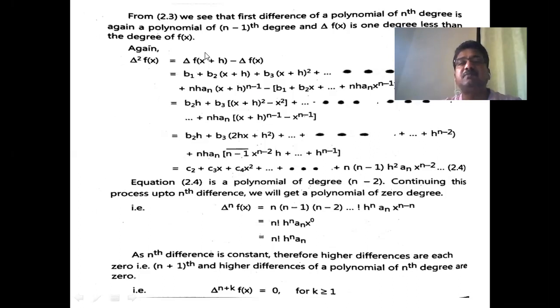This is delta f of x plus h, minus delta fx, by using the previous equation. So this is b1 plus b2 x plus b3 x square, up to n hn x raised to n minus 1. Then what is the calculation? b1 minus b1 becomes 0. Then b2x minus b2x, because of the negative sign, becomes 0. And then the first term is b2h.